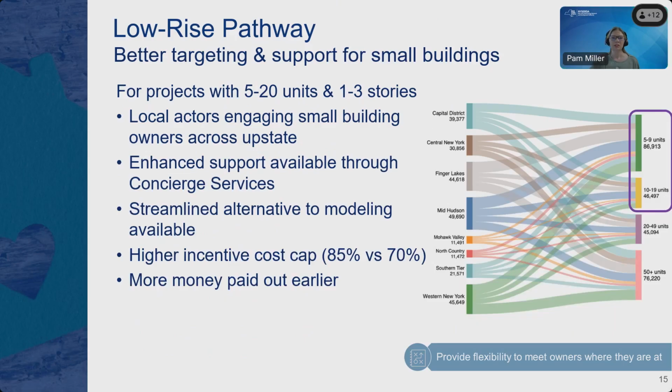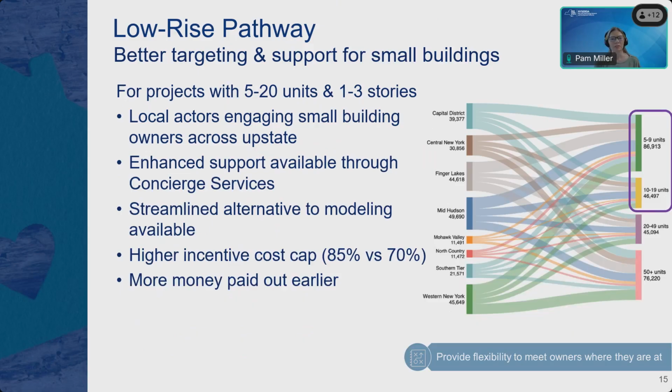As Brian had mentioned on the previous slides, more than half of the LMI, low to moderate income, multifamily building stock in upstate New York have less than 20 units. The graphic on the right of this slide is simply a visual to show you where the portion of the low to moderate income multifamily building stocks by size are located in our upstate region.